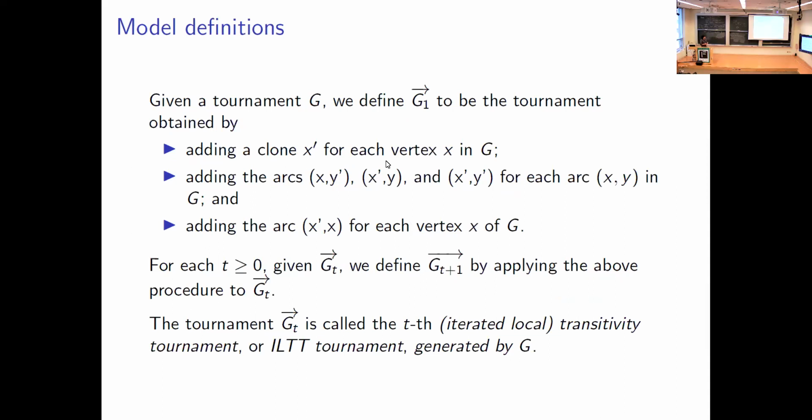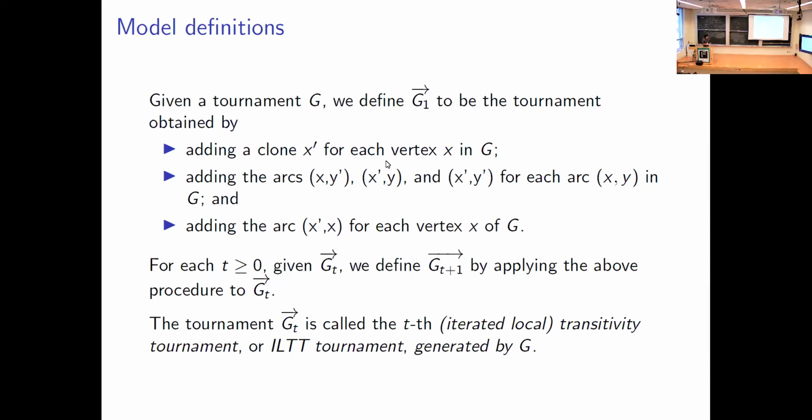Starting with a tournament G, you define this new tournament G_1 with the overwrite arrow as follows. For each vertex X in G, you add a new vertex X' called its clone. And then you're just copying the structure of G within this new tournament. For each arc X to Y in G, you add the arcs X' to Y, X to Y', and also X' to Y'. To ensure that what you're getting is indeed a tournament, you also have to choose an orientation for the edges incident on X and X', right? In this case, we take the arc from X' down to X.